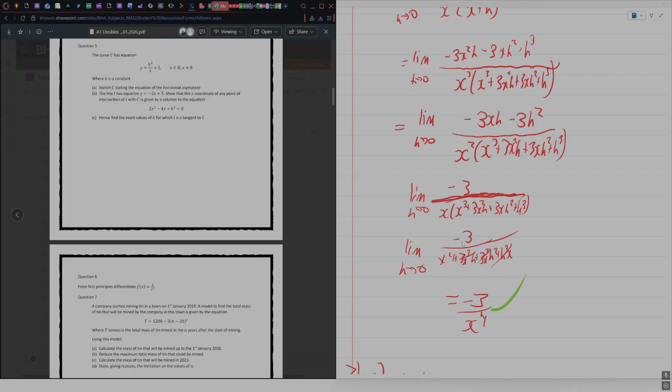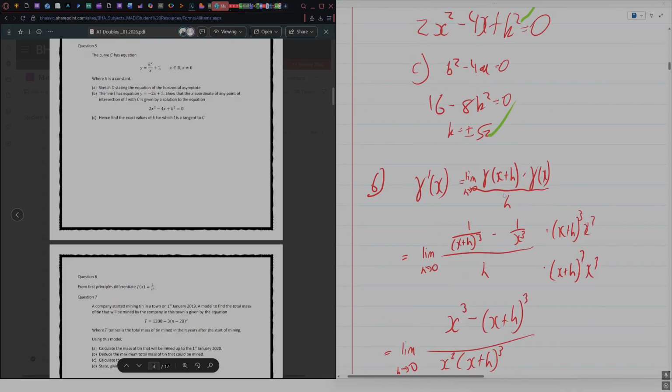So you get -3 over this, then you expand, and you see that all these terms cancel except the x to the 4. So when you substitute h equals 0 in, it becomes -3 over x to the 4, which is the correct answer. There's probably a lot of other ways you could do this, but it's just nice to know that every single time you have a reciprocal, you can do this and it will work.